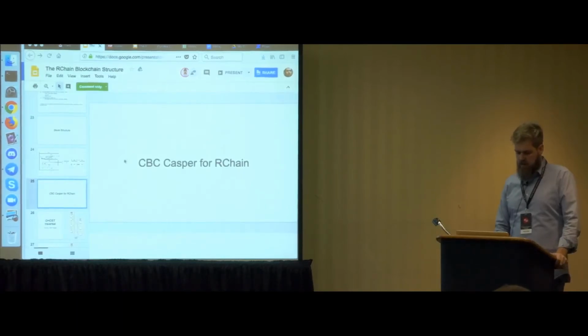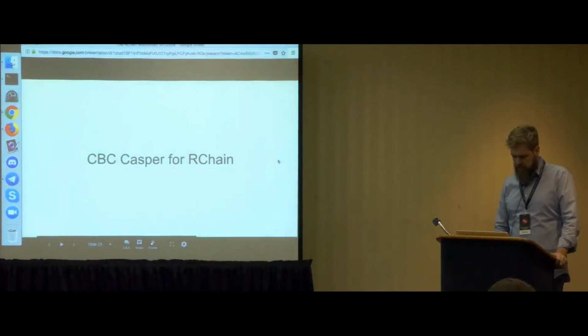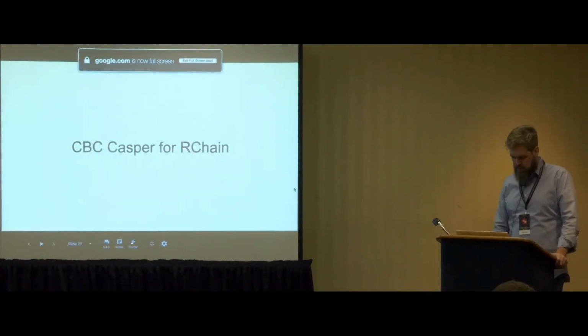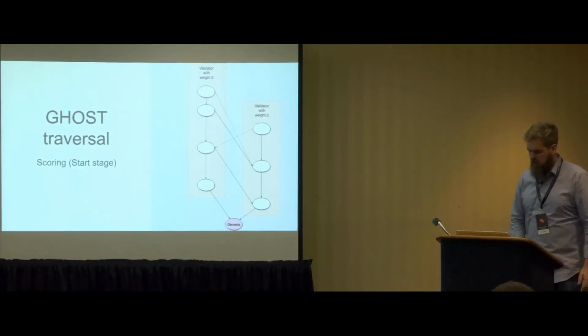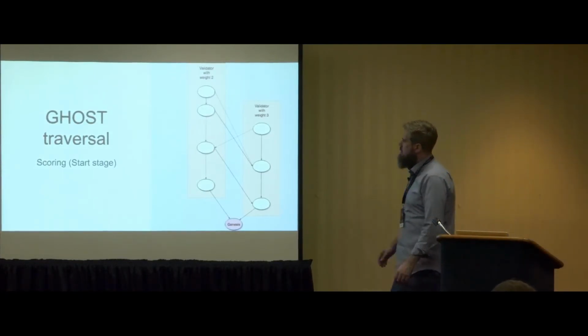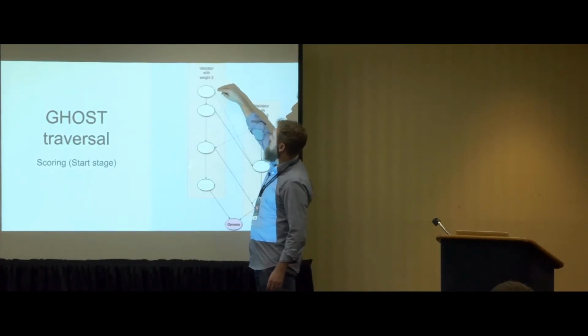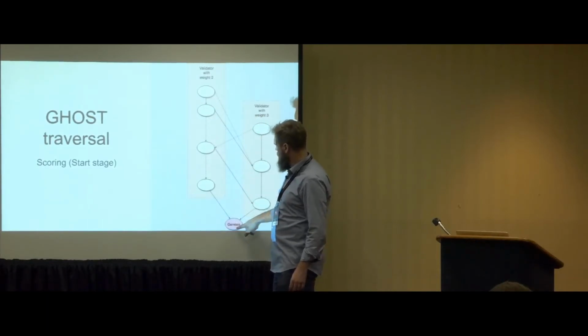Okay, let's see. View, present, full screen. Okay, so here is a network. We've got 2 different validators. See, this is validator with weight 2. This is the latest message he's seen, and earlier messages down to the Genesis block. Similarly for weight 3.